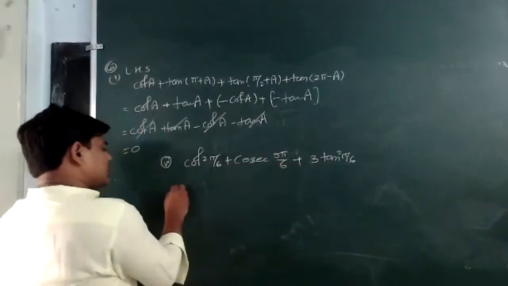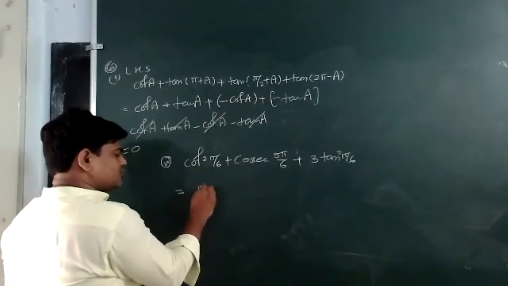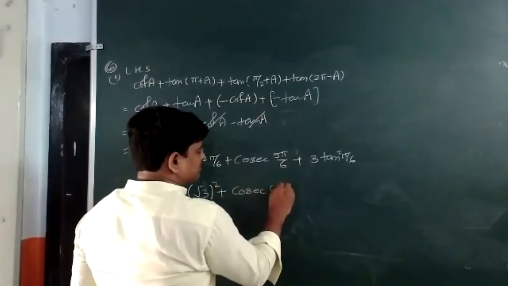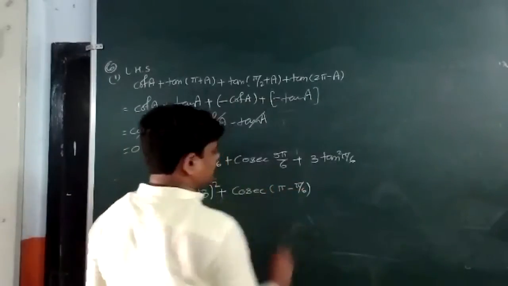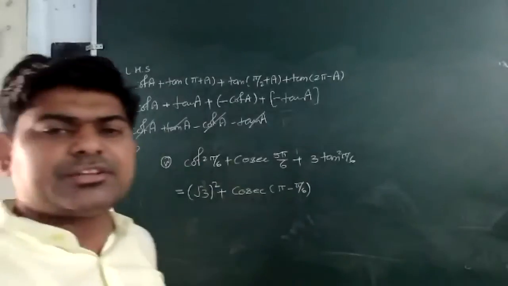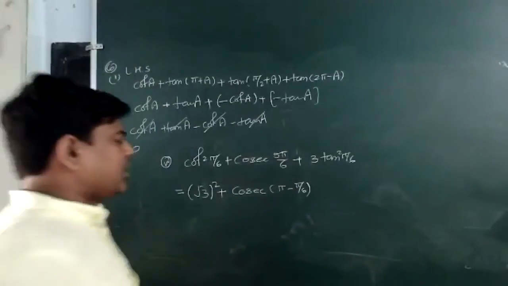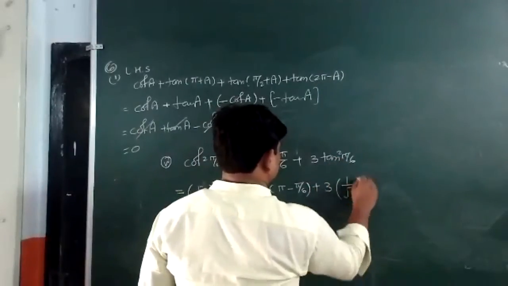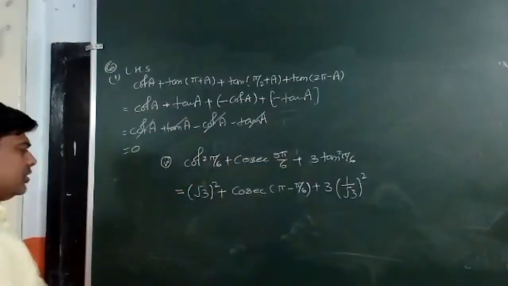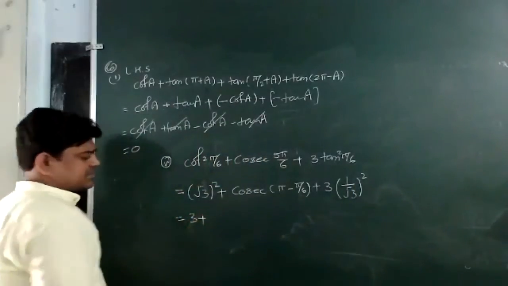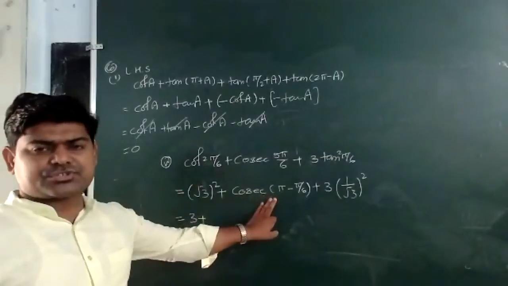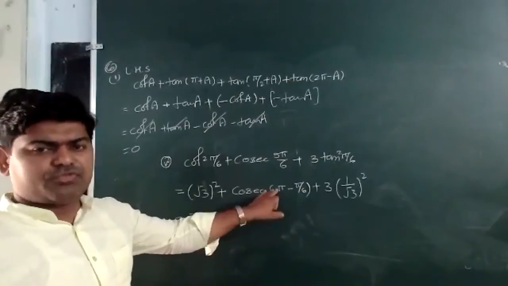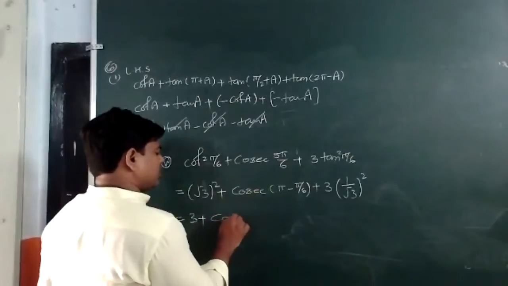What can I write? The value of cot pi by 6 is root 3, and it's squared. Here I can write cosec (pi minus pi by 6), since 5 pi by 6 can be written as pi minus pi by 6. And here also you can see it is 3, and tan pi by 6 is 1 upon root 3, which is squared. Now it is 3 plus cosec (pi minus pi by 6), which will go in the second quadrant. In the second quadrant, cosec is positive. With pi, it will not change. The result will be what?